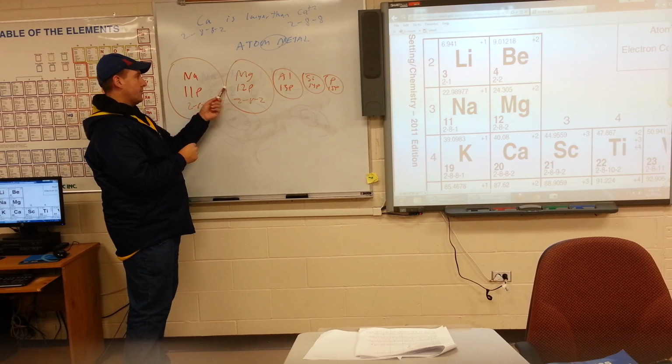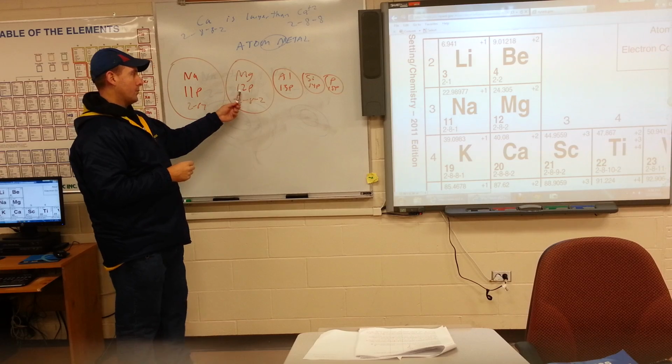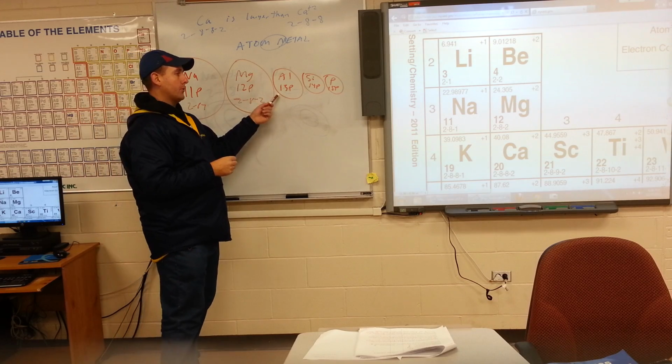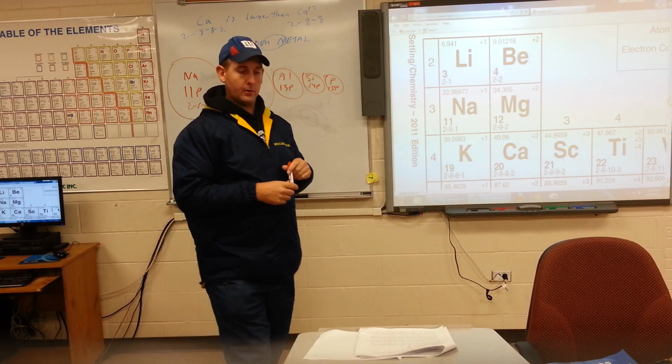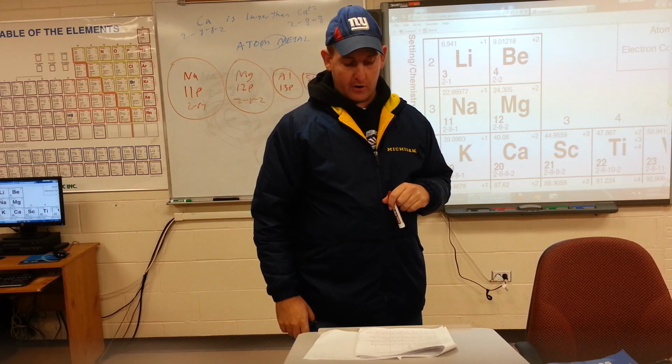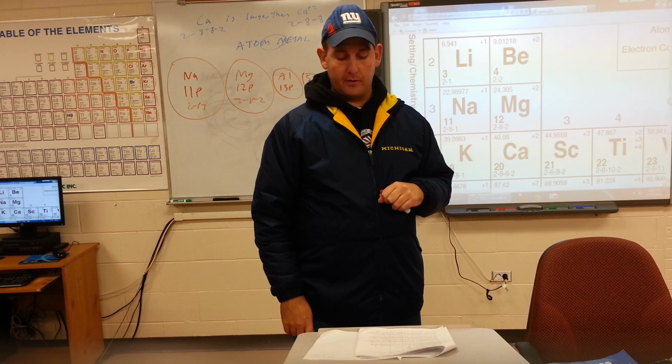That's why the radius gets smaller as you go across the period from left to right, because you're getting more protons, nuclear charge, which pull in the electrons, making the radius smaller. So you're going to write, because the nuclear charge, or number of protons, is increasing, which pulls in the electrons closer to the nucleus, making the atomic radius smaller.